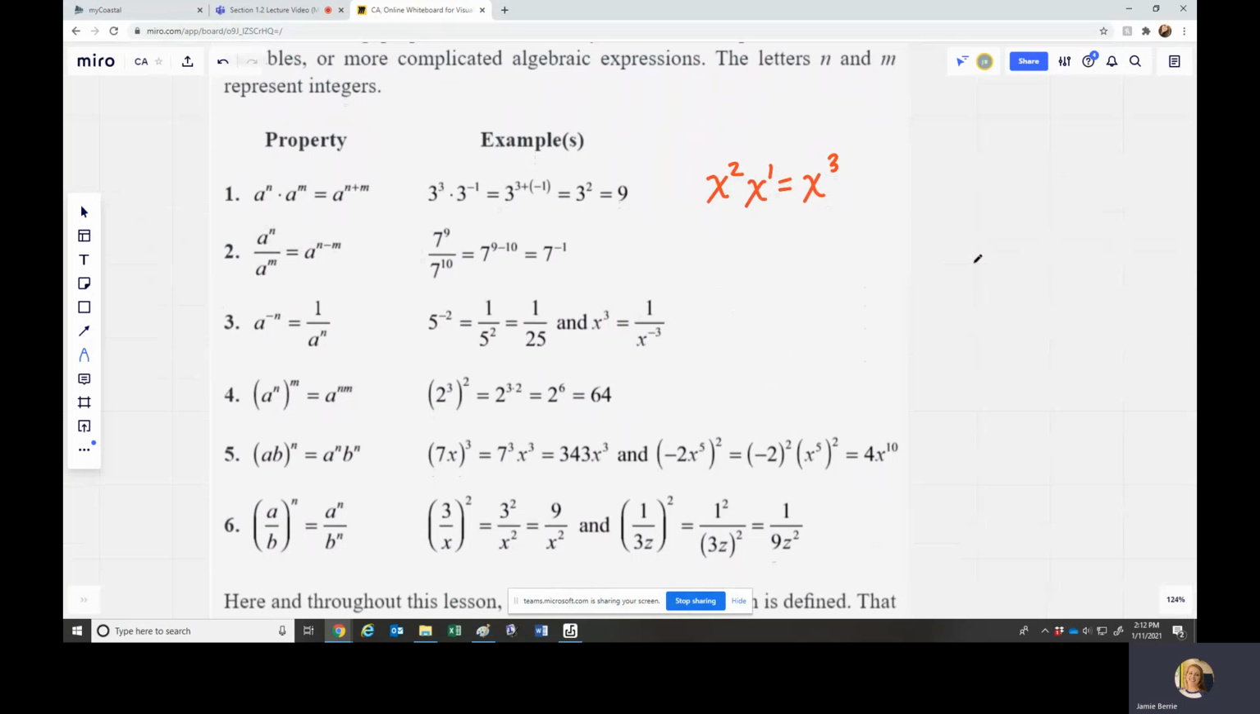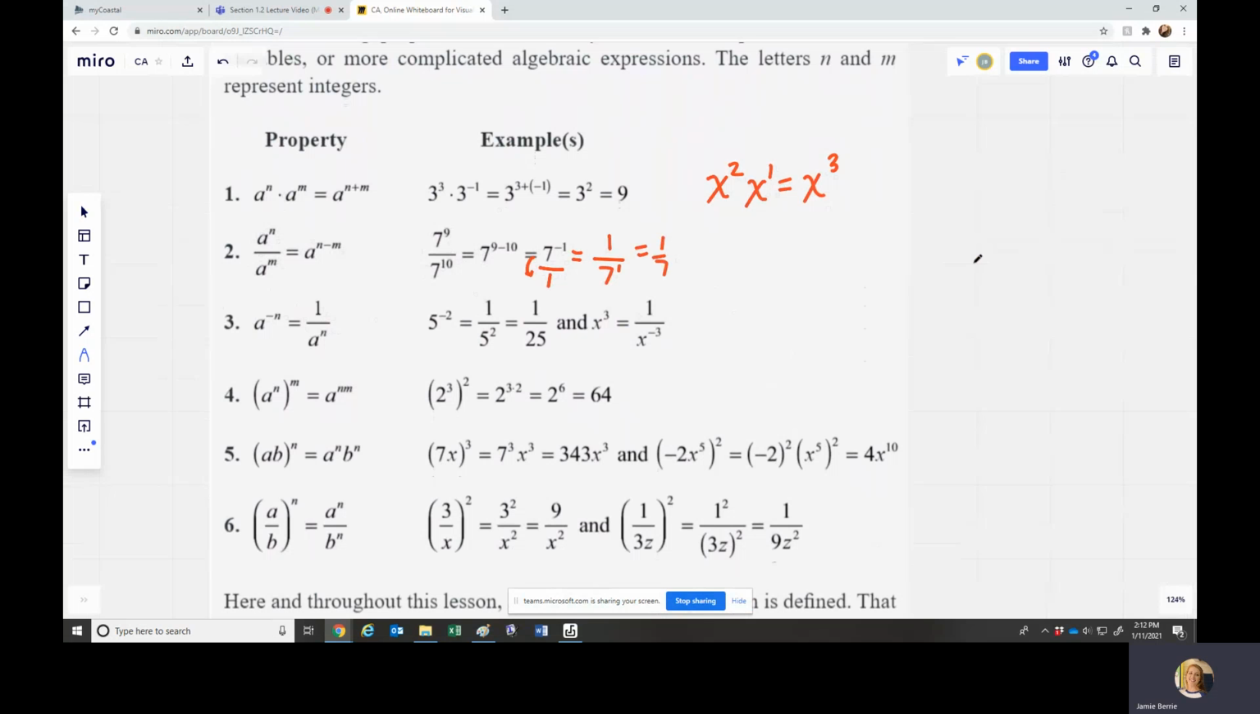We have a similar property if we are doing division instead of multiplication. If you have a to the n divided by a to the m, and these two numbers have the same base, you would subtract their exponents. It's always the exponent in the top minus the exponent in the bottom. So here's an example: 7 to the 9th power divided by 7 to the 10th power. That would be 7 raised to the 9 minus 10, which is negative 1. And we already know that would simplify by moving it to the denominator. That would be 1 over 7 to the 1st power, which is just 1 over 7.